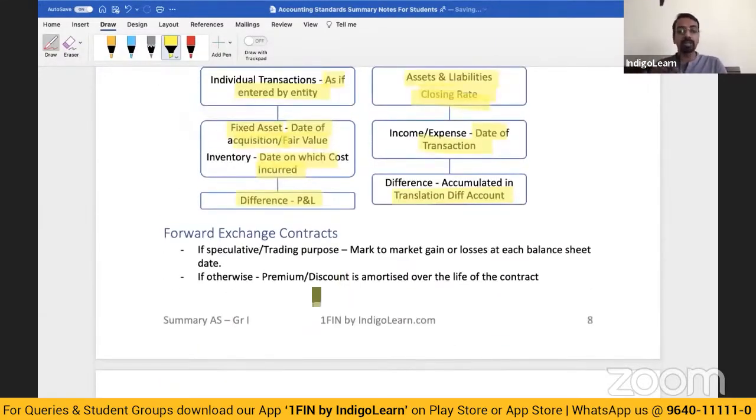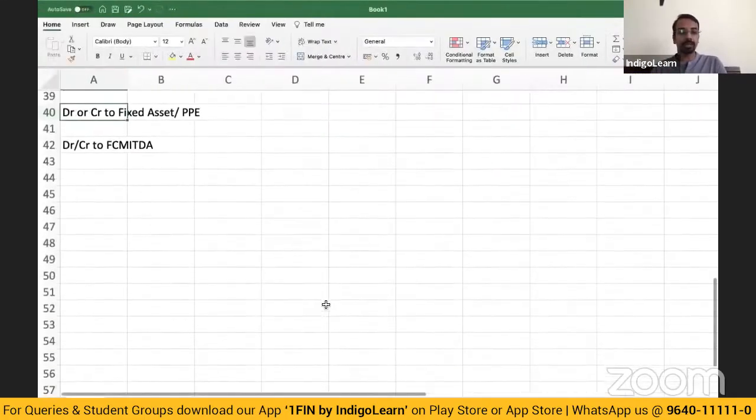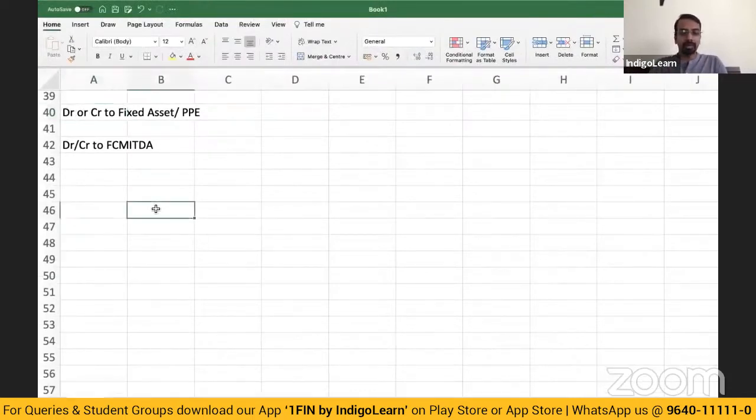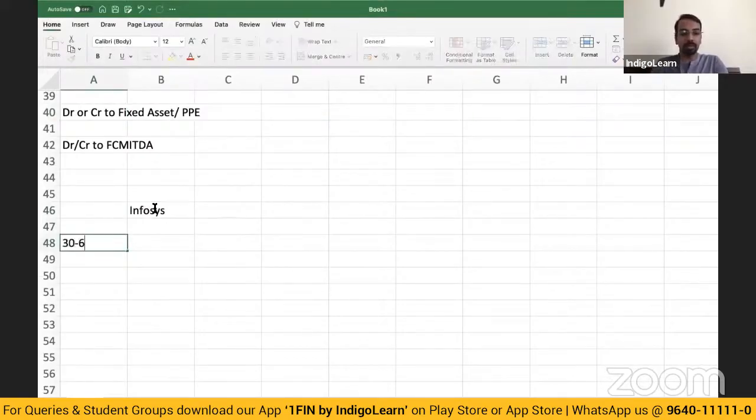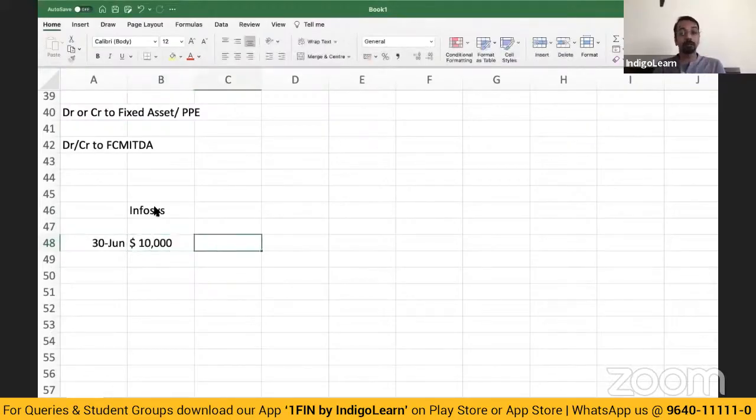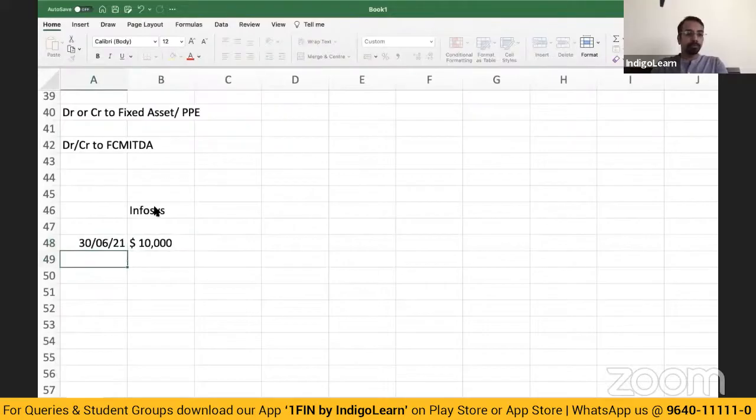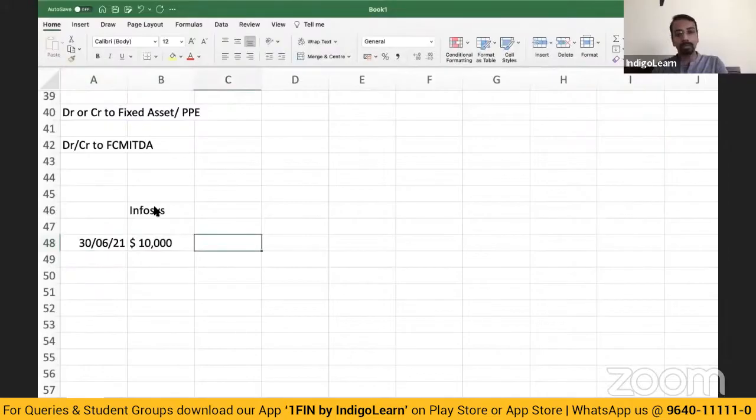Then a small discussion with respect to forward exchange contracts. For this also you need to understand an underlying concept. Say for example, in the case of Infosys, when will Infosys receive that amount? Infosys will receive the amount on 30th of June from Amazon, $10,000, right? Infosys will receive this amount of $10,000 on 30th of June of 21. Now, does Infosys know what will be the exchange rate on that particular date? They will not know. Infosys will not know what will be the exchange rate on that particular date, correct?